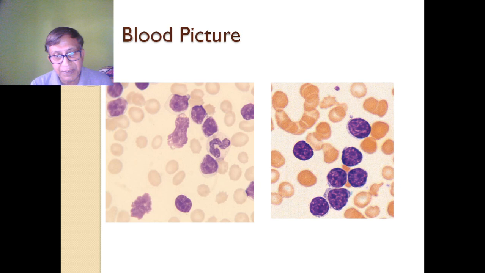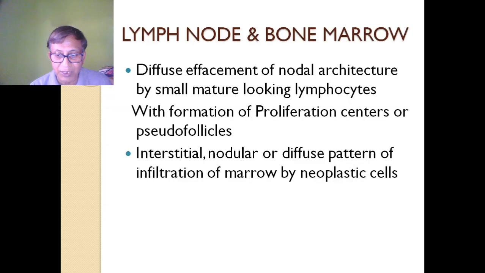as it's a clonal proliferation, so bone marrow will be involved. In the bone marrow, the normal hematopoietic cells will be replaced by neoplastic cells. In the same way, when lymph nodes are involved, in case of small lymphocytic lymphoma, there will be diffuse effacement of normal nodal architecture by small looking lymphocytes. In the second point, the bone marrow, when involved by CLL, gives interstitial, nodular, or diffuse pattern of infiltration of marrow by neoplastic cells.